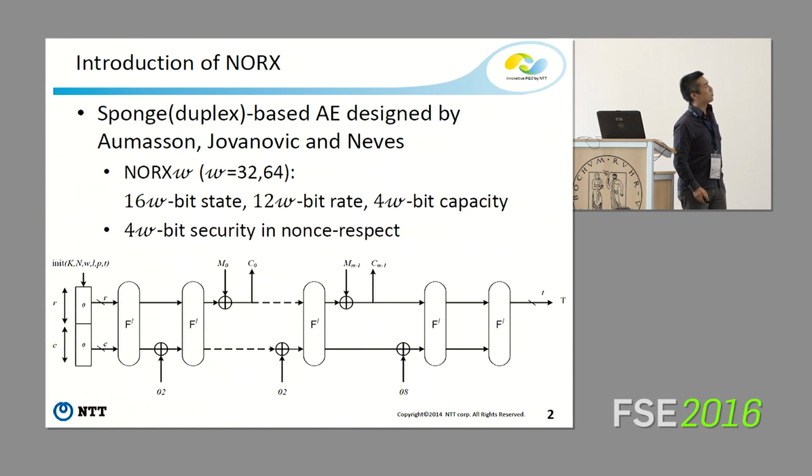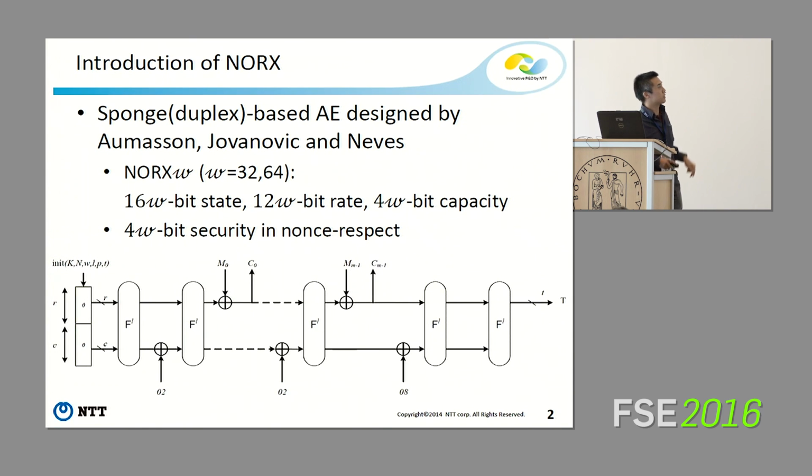So this is the introduction of NORX. NORX is a sponge, or precisely duplex-based, AE design, which was designed by Aumasson, Jovanovic, and Neves. It has 2 members, the big NORX and the small NORX. And the state size, so it's sponge, the state size is 16 words. So for example, 1024 bits for NORX 64.